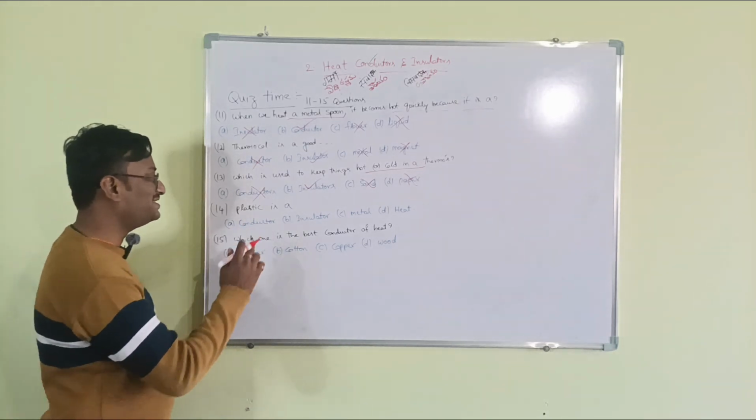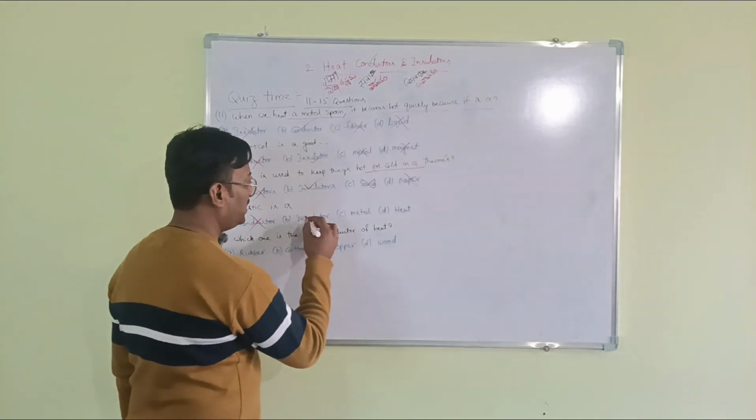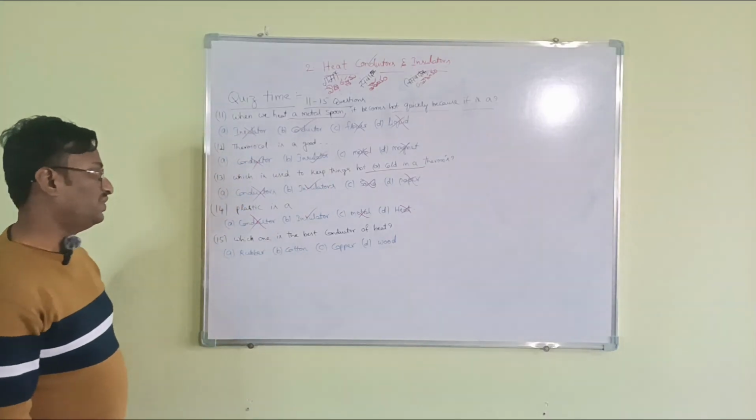Okay. Plastic is a dash. What is plastic? Conductor? No. Insulator? Yes. Metal? No. Heat? No. So it is an insulator.